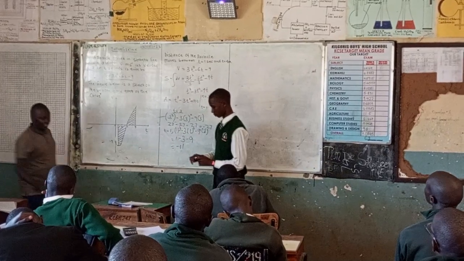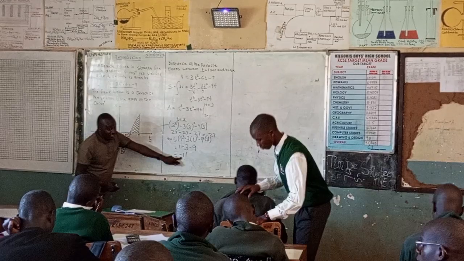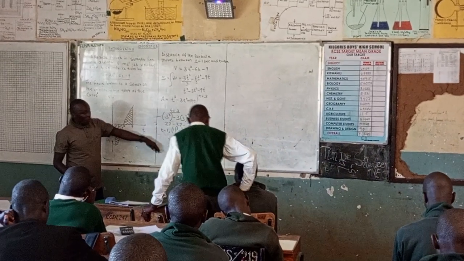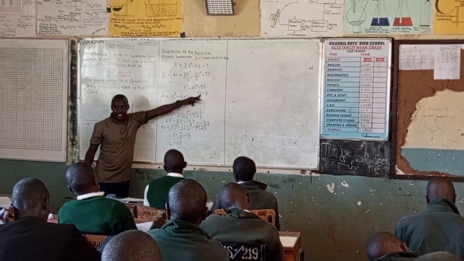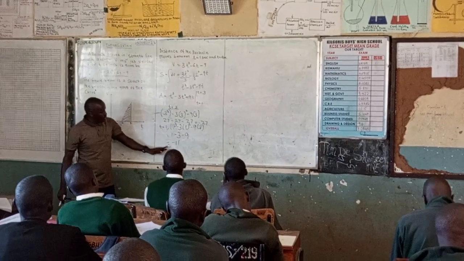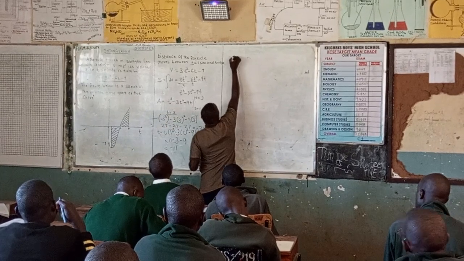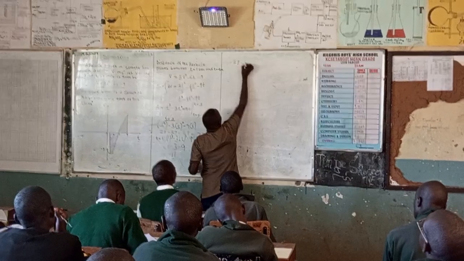Is it correct? Yes. Clap for him. So we have this one as negative 11. Now to get the area, we subtract when t is equal to 3. We subtract what we had. We subtract. t is equal to 3 minus when t is equal to what? t is equal to 1. So we can have this one as minus 27 minus 11.